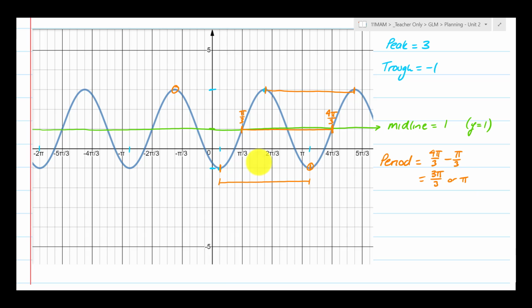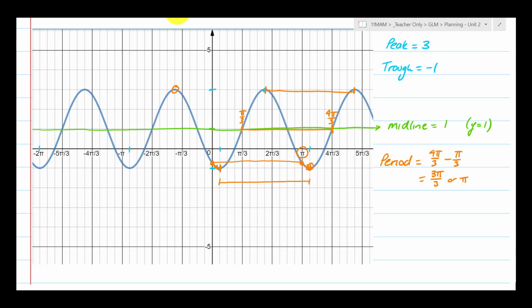The other option you've got, of course, is that you could go from the y-axis to the next same height position, which is here. That is the low point there heading down, and this is the low point heading down, and you can see that happens at pi. So there's another way of getting your period, which might work, might not. You have to choose, and you have to be adaptable depending on the question and what's given to you.